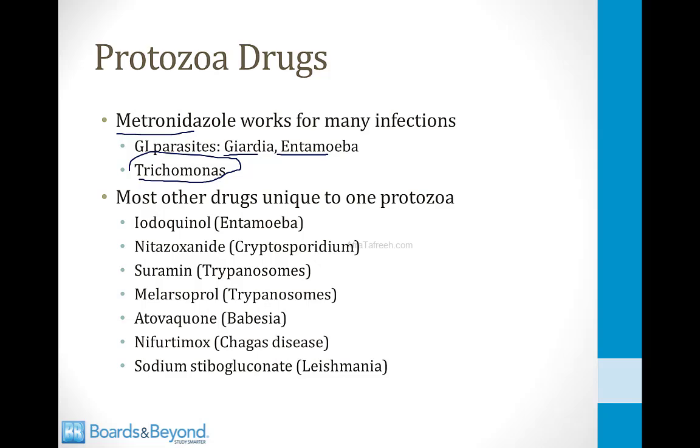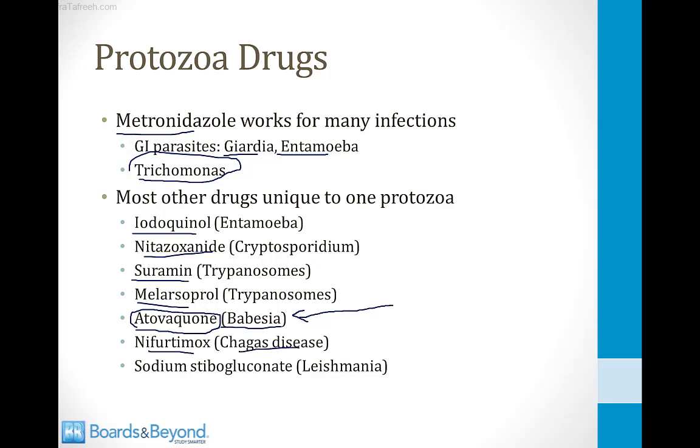So for example, for Entamoeba, there is a drug called iodoquinol that can be used. For Cryptosporidium, you can use nitazoxanide. Trypanosomes can be treated with a drug called suramin. There's also a drug called melarsoprol for trypanosomes. Atovaquone is a malaria drug, but it also works for Babesia, and that can help remind you that Babesia and malaria are the two blood parasites because they have a drug that works for both of them.